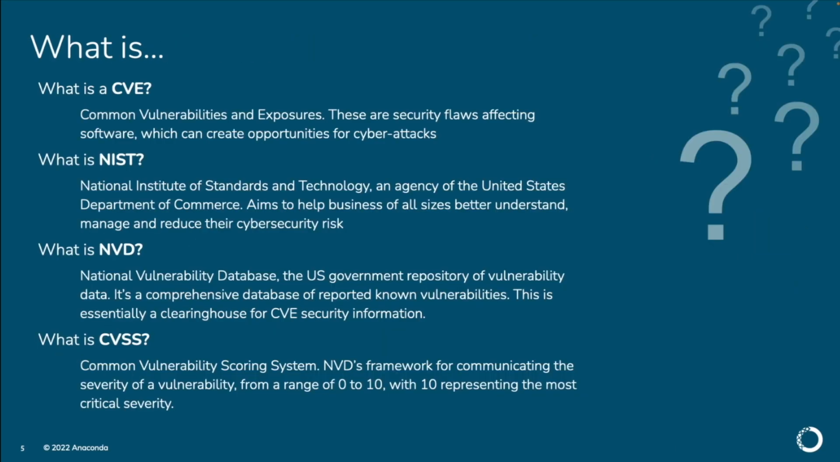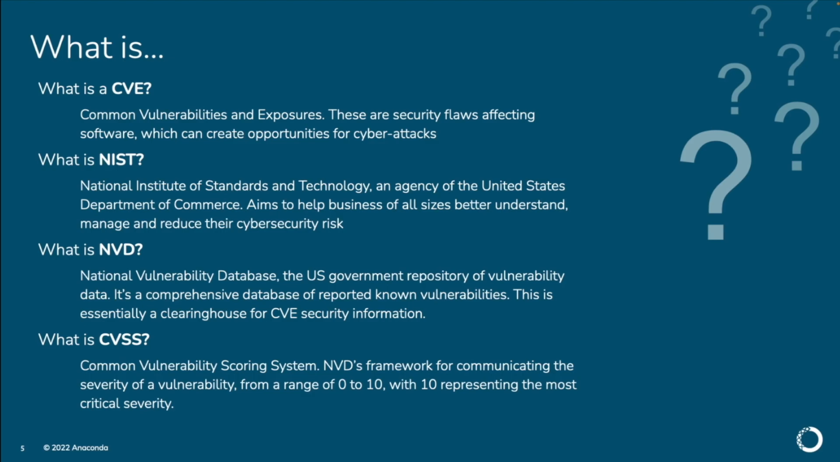So a quick level set before I jump in with any more terms or acronyms. What is a CVE, first off? CVE is Common Vulnerabilities and Exposures. So these are security flaws affecting software, and they create opportunities for cyber attacks. NIST is the National Institute of Standards and Technology. And really they're looking, among other things, to help businesses to better understand, manage and reduce their cybersecurity risk.